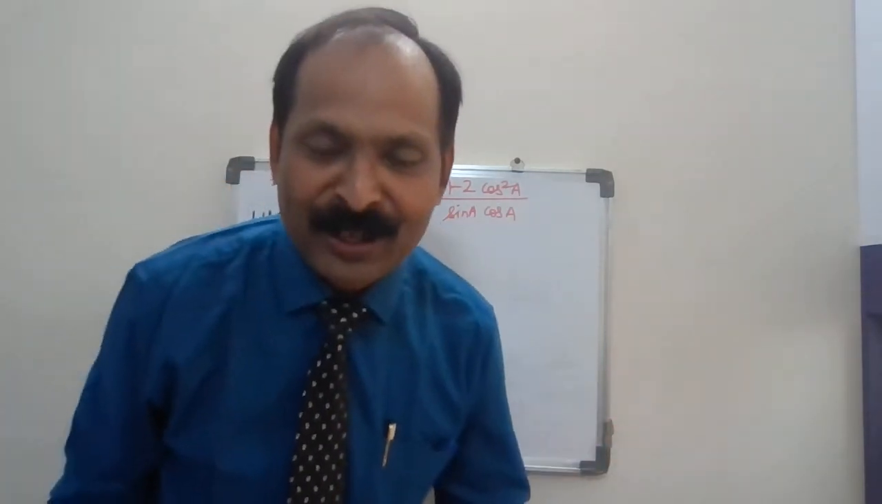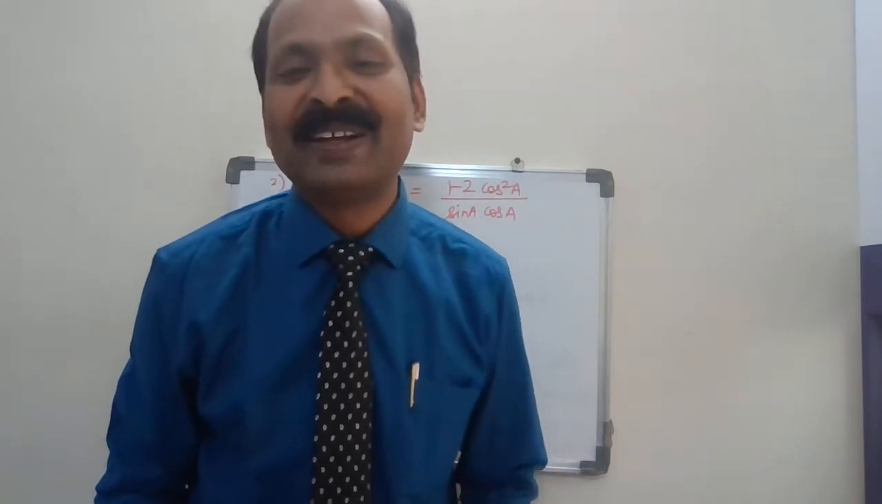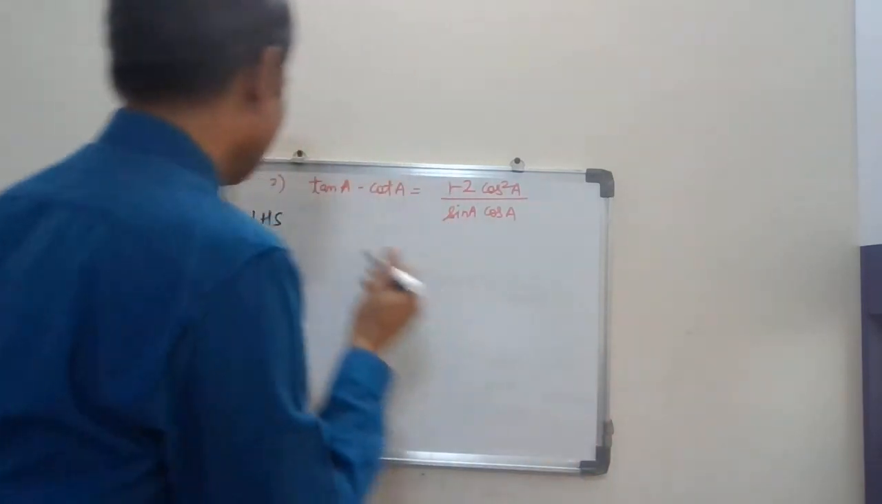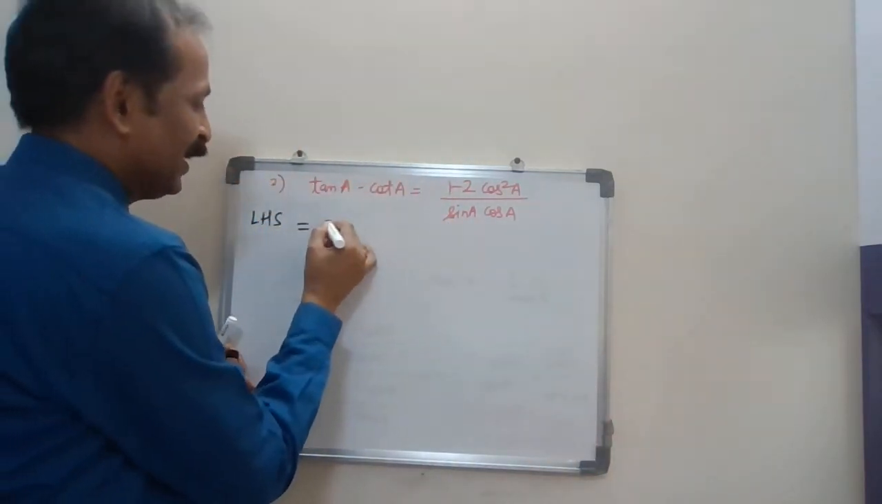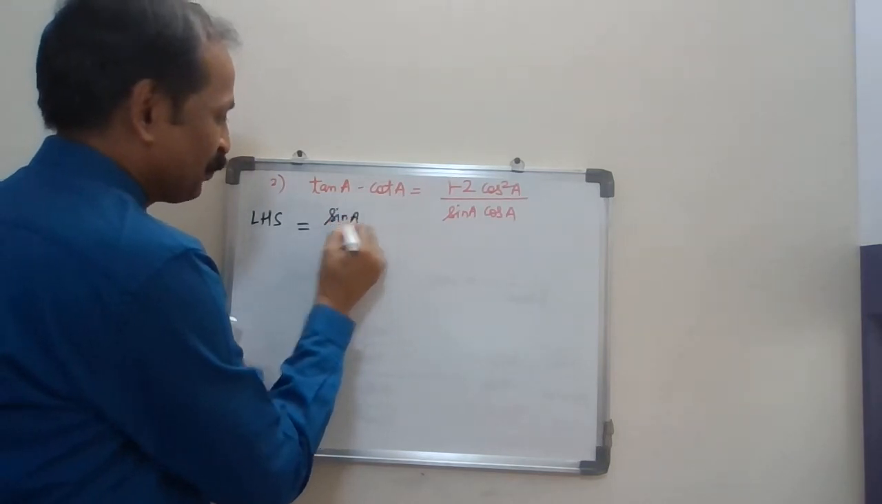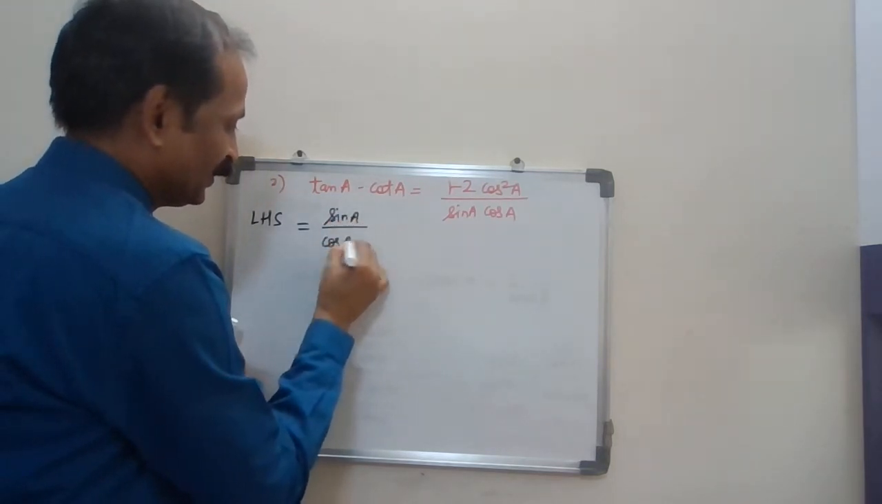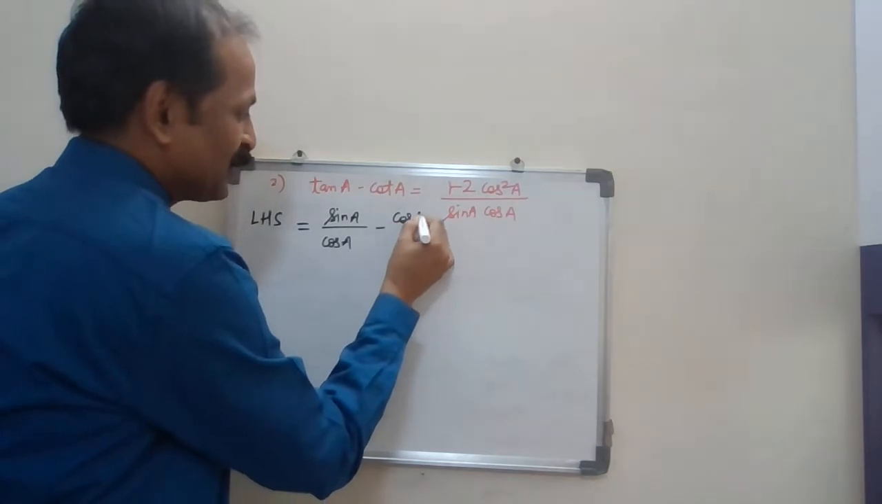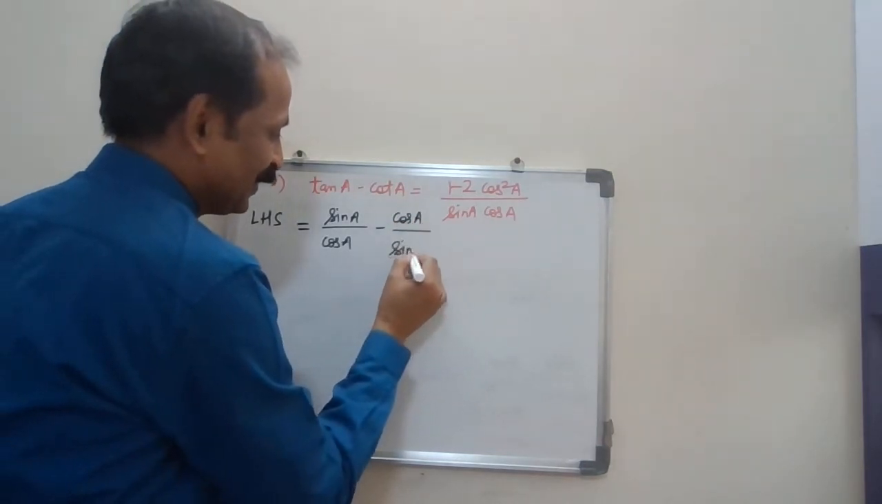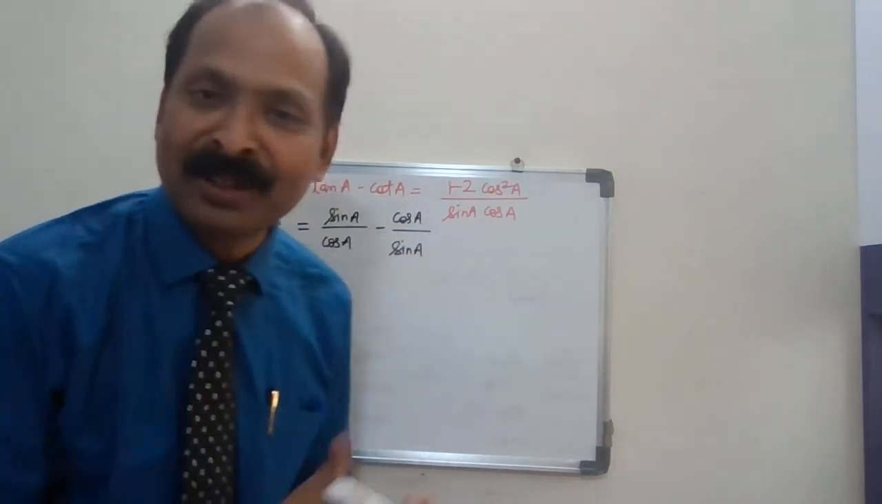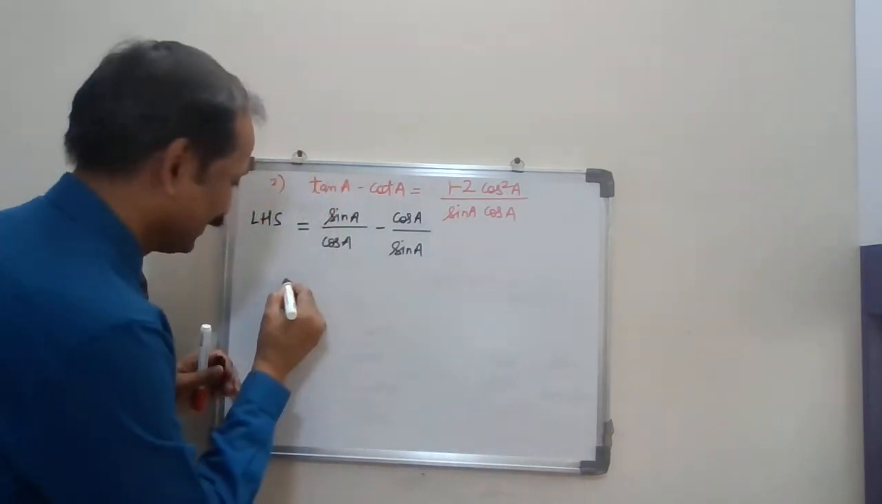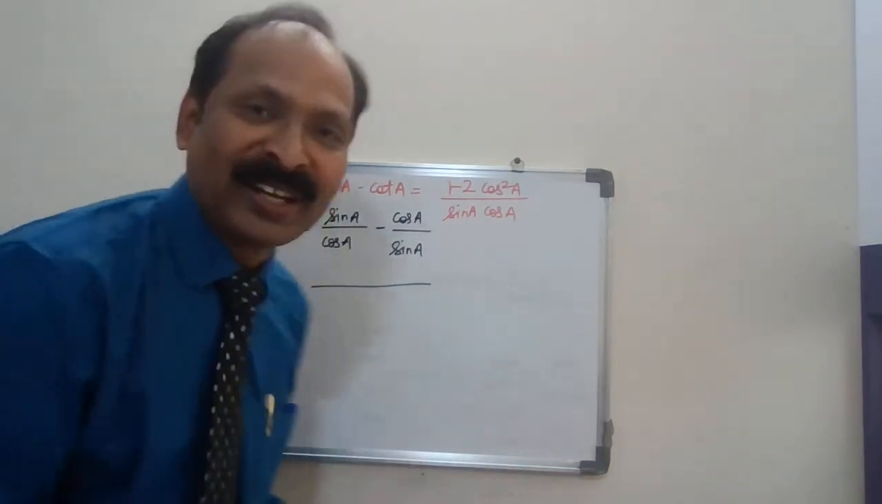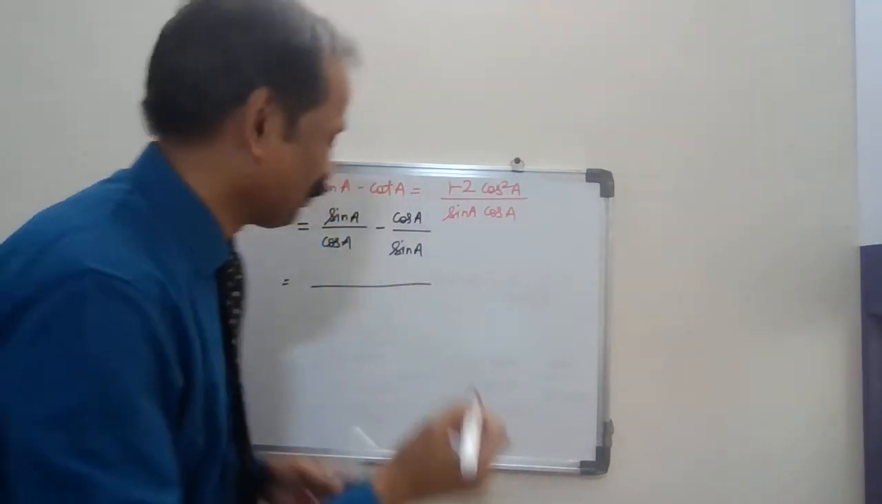You can pause the video and try to do it by yourself. So you will gain more. And then you resume. So sine A upon cos A minus cos A upon sine A. Now, if you take LCM, your denominator is done because you wanted the denominator sine A cos A.